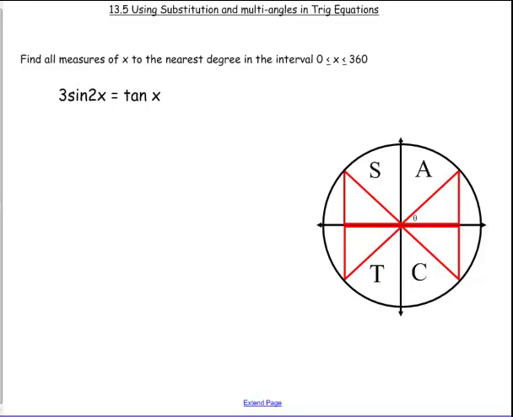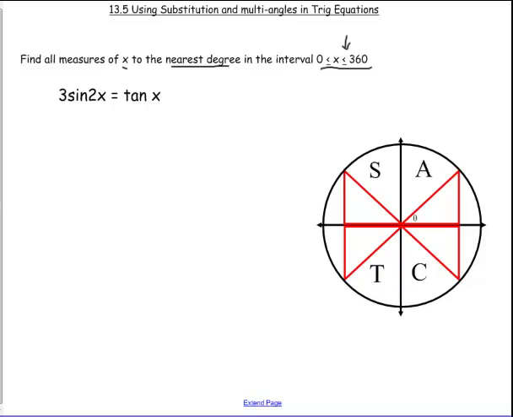Alright, we're going to start using our lovely trig identities again. So this is using substitution in trig equations. We want to find all the measures of x to the nearest degree. Woo, we like it when it's to the nearest degree. In an interval from 0 to 360. And notice here it says I want to include 360. You've got to read that. Sometimes they ask you to include 360, sometimes they don't.